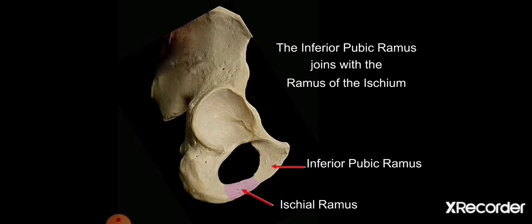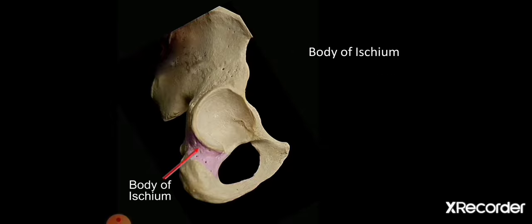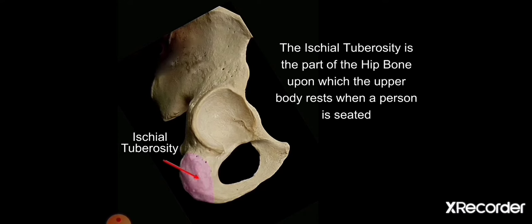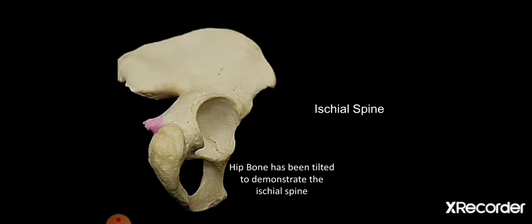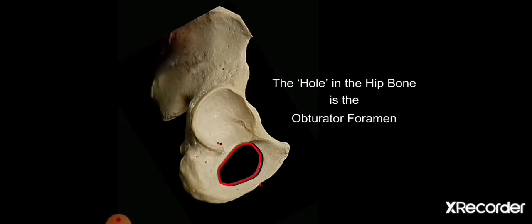This is the inferior ramus of pubis, which is articulating with the ischial ramus and forms the ischiopubic ramus. This is the body of ischium, and this is the ischial tuberosity. Ischial tuberosity is the part of the hip bone upon which the upper body rests when a person is seated. This is known as the ischial spine. This is the obturator foramen. This is the largest hole in the hip bone.